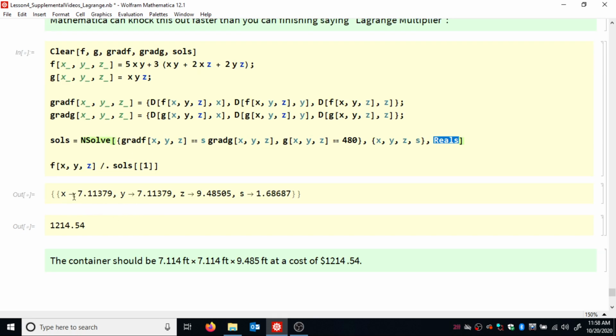We have our dimensions. The container should be about 7 feet by 7 feet by 9.5 feet, and it's going to cost us about $1,200 to produce.